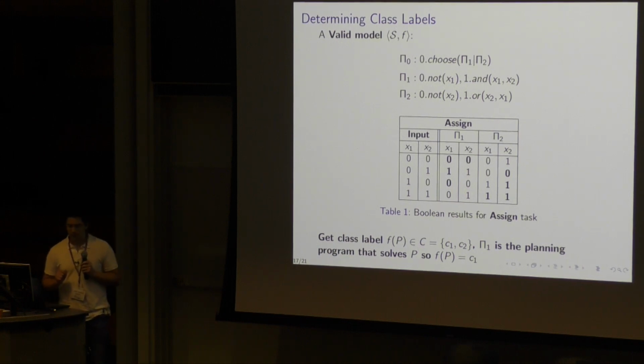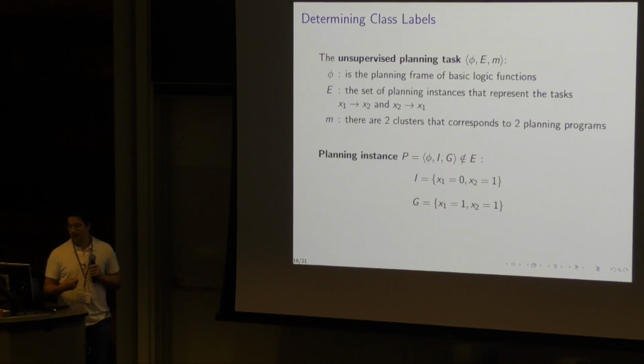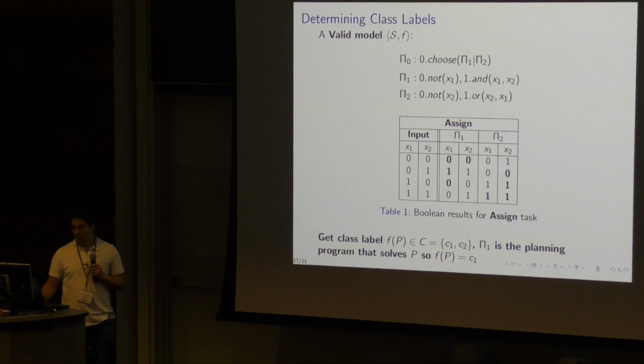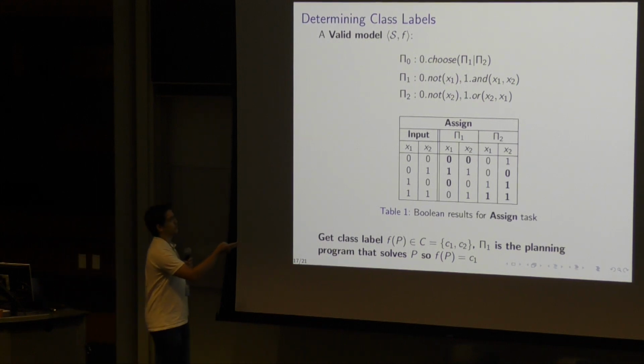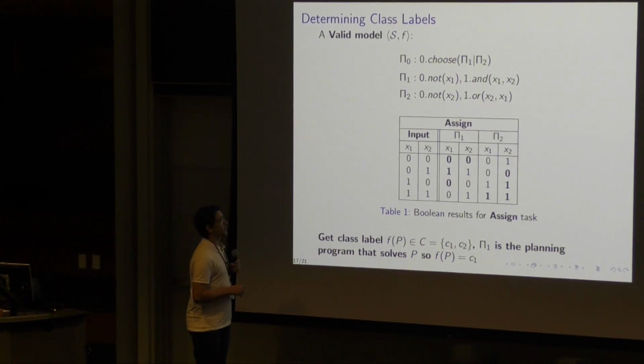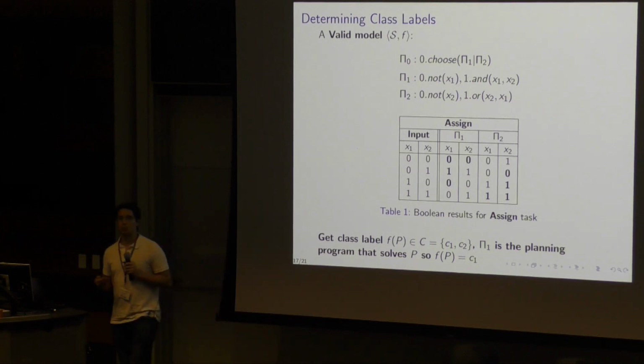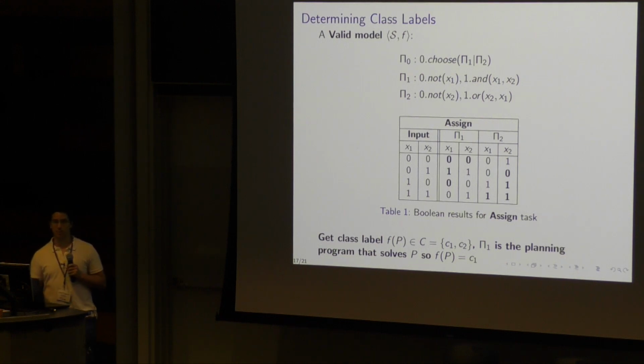So getting the class label for the previous planning instance, like I want to assign x2 to x1, given that x2 is 1 and x1 is 0, it will be the second input and will be classified into P1. So both values will be 1 after the execution of the planning program. So it will label the planning instance as the first class.